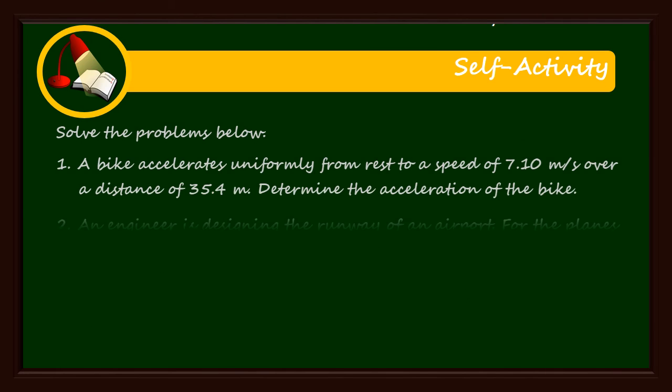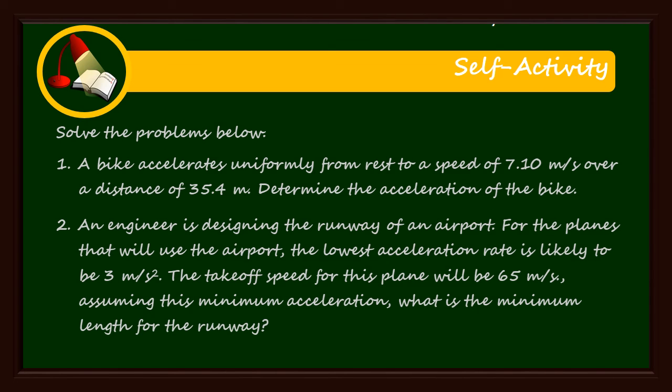For the self-activity, solve the problems below. Number 1. A bike accelerates uniformly from rest to a speed of 7.10 meters per second over a distance of 35.4 meters. Determine the acceleration of the bike.